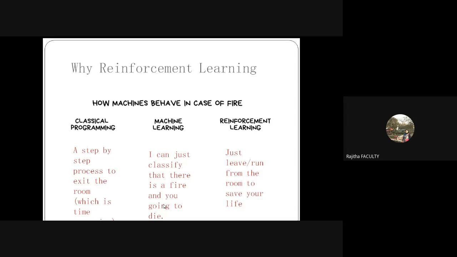But reinforcement learning is something which is trained already on the particular scenario, and it is going to look into the current environment and take the decision accordingly, most like a human. It's not like a robot. It's more like human behavior. So it just says, if there is a fire in the room, just leave or run out of the room. You have to save your life. So your life will be saved only when you run out of the room. This is not done by the machine learning technique.